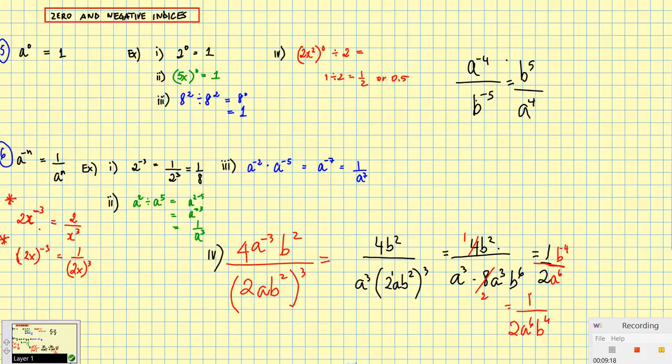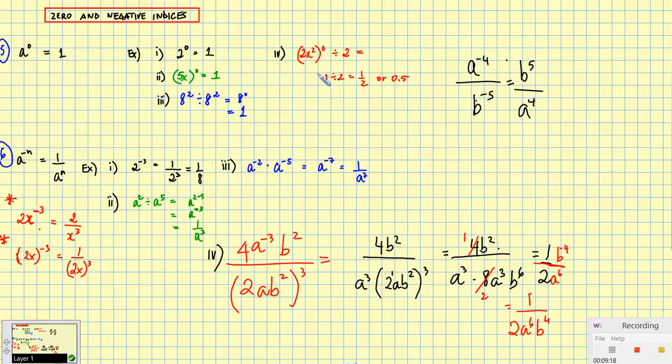The next examples are the ones with 0 and negative indices. So the law number 5 is anything raised to the power of 0 will always equal 1. So whether I have, as an example here on the side to the right, 2 to the power of 0 or 5x raised to the power of 0, for example, anything raised to the power of 0 will always go to 1. Now, if I did 8 squared divided by 8 squared, that's like saying 8 to the power of 2 minus 2, which gives me 8 to the power of 0. And 8 to the power of 0, again, is equal to 1.